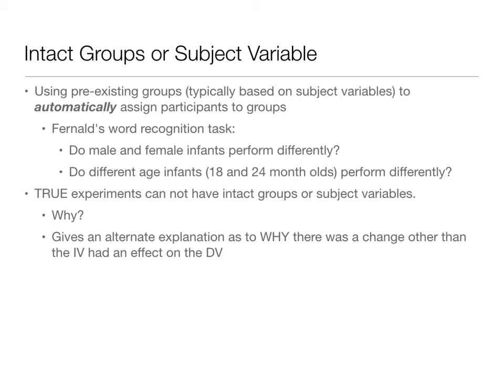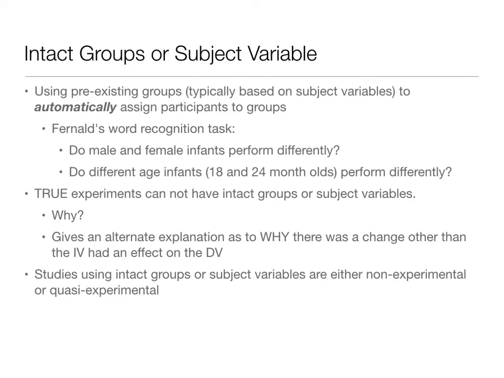And the reason, again, that we can't have these intact groups in a true experiment is because it's giving us an alternative explanation to why there was a change in that dependent variable. It's not that the independent variable caused change on the dependent variable. We have some other explanation as to why. It could be that it's just that the kids are older. It has nothing to do with the sentence frame. They're just better. So again, it gives an alternative explanation.